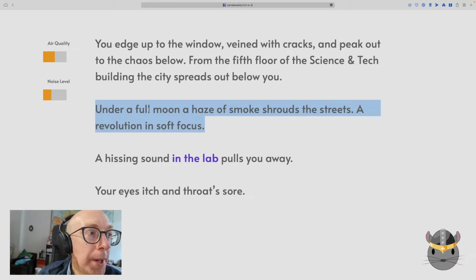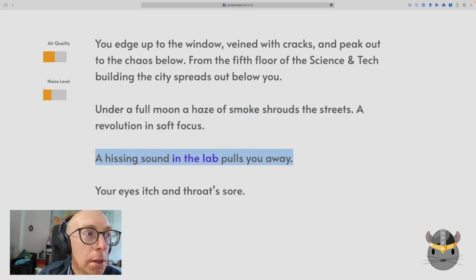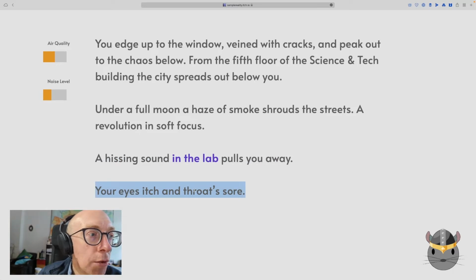Under a full moon, a haze of smoke shrouds the streets, a revolution in soft focus. A hissing sound in the lab pulls you away. Your eyes itch and your throat is sore. This doesn't sound good.